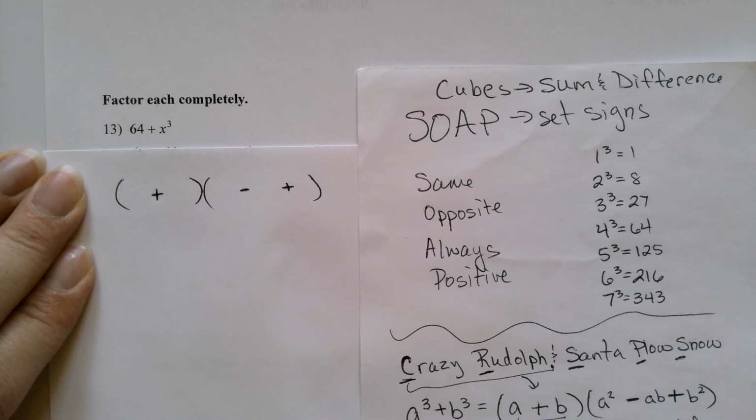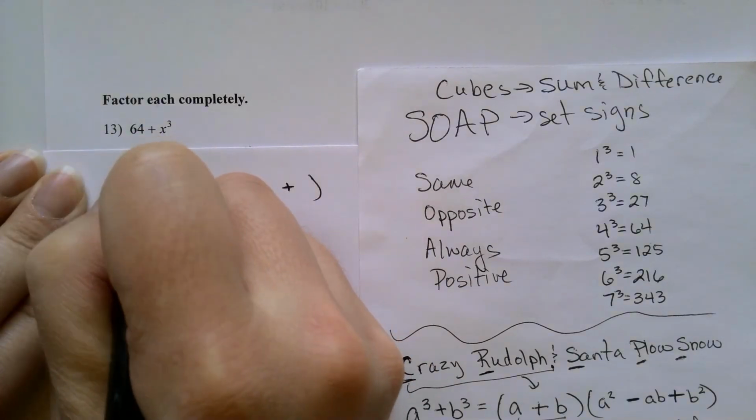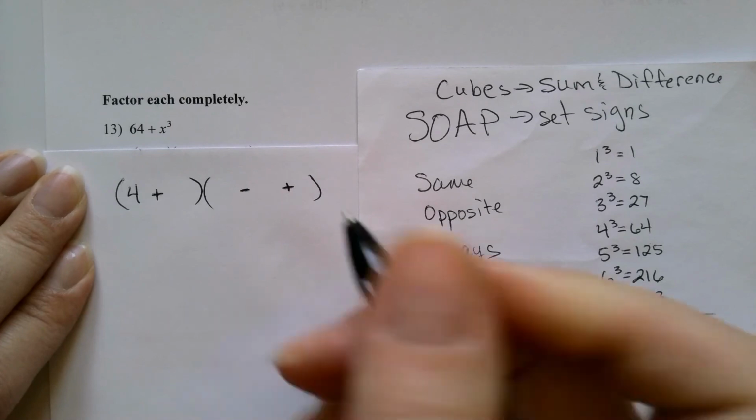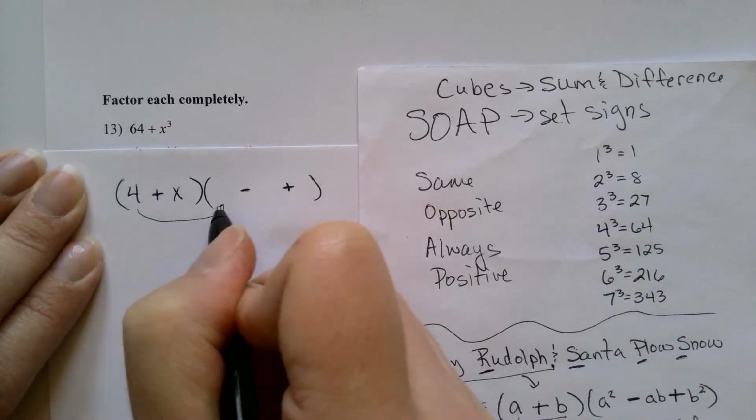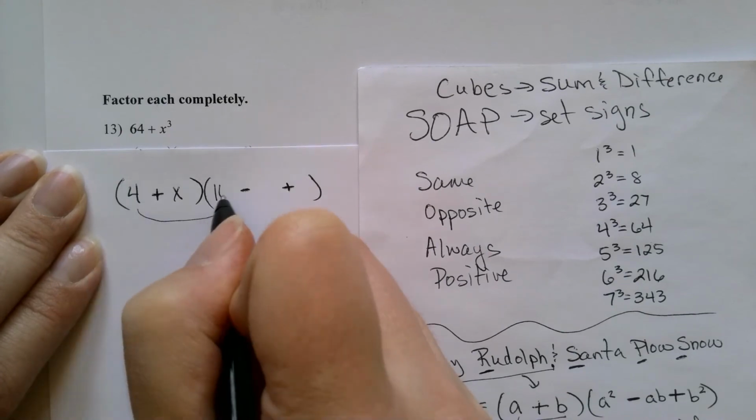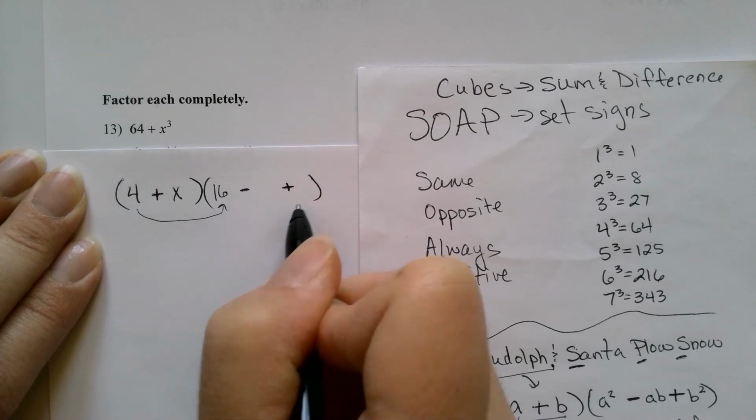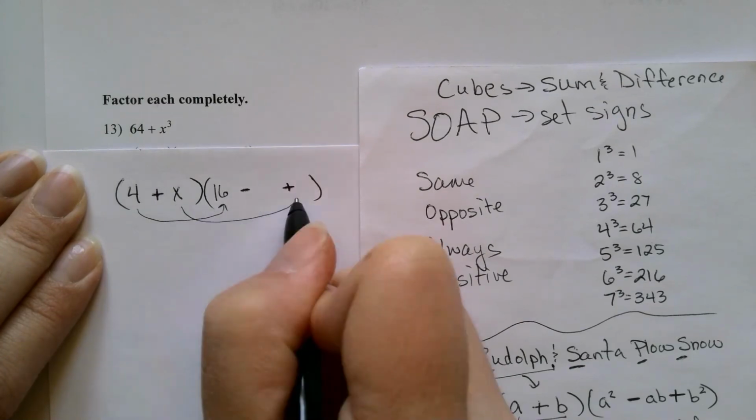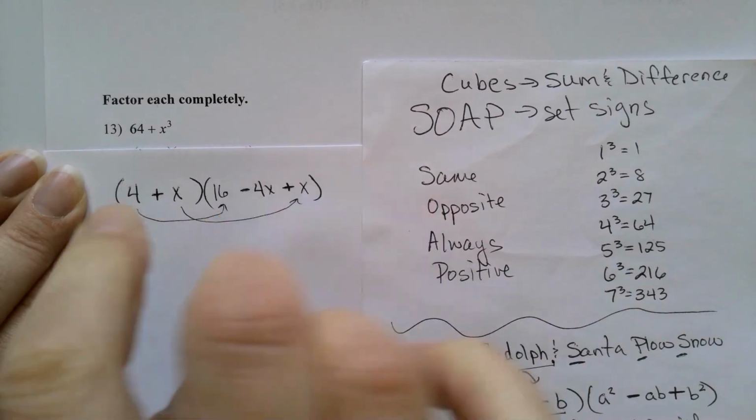There we go. I'm going to take the cube root and drop them in. So the cube root of 64 is 4. Double check that if you're not comfortable with it. X cubed would be x. Take the first term and square it. 4 times 4 is 16. Take the last term and square it. There's your Santa plow snow. X squared goes right here. And in the middle is the product of the roots, 4x.